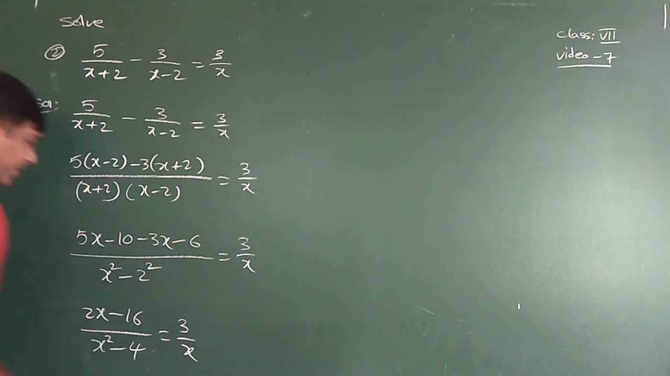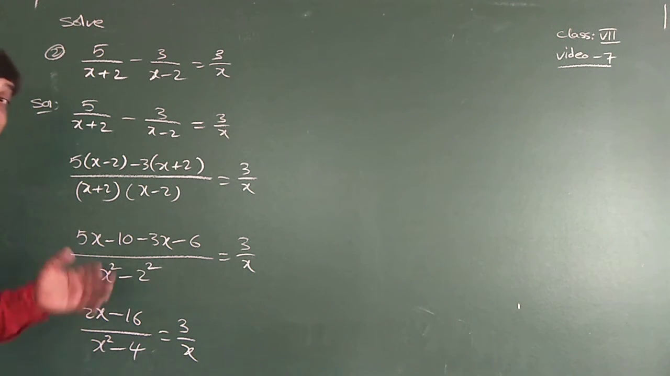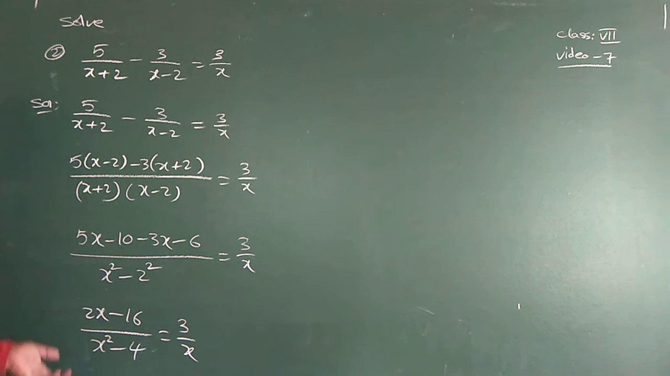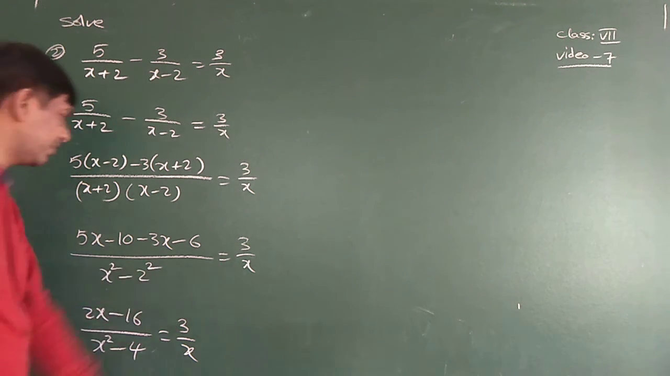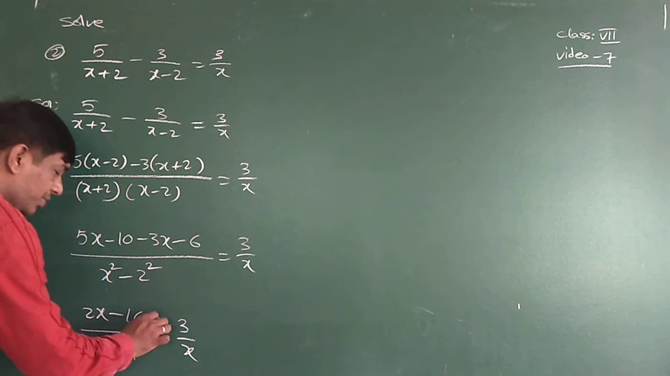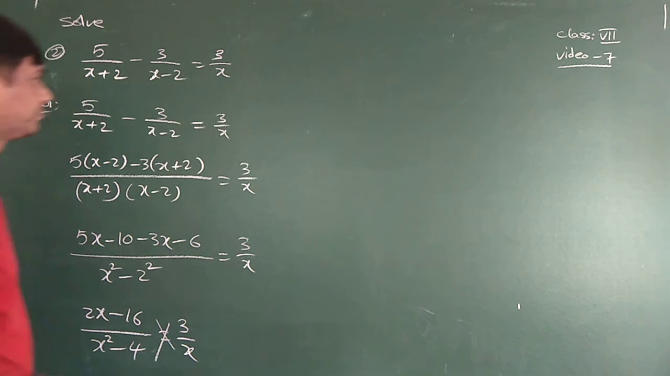Sir, is it quadratic? Still I did not simplify here, still some more simplification is there. So 5x minus 3x is 2x, minus 10 minus 6 is minus 16, over x square minus 4, equal to 3 by x. Now this whole is one term and this whole is one term. Now you cross multiply here.